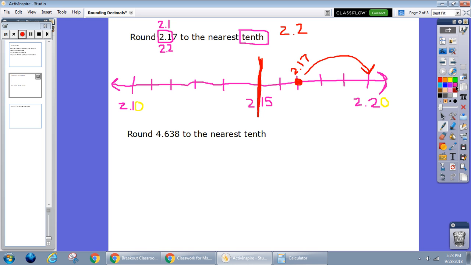All right, let's try another one down here. Round 4 638/1000ths to the nearest tenth. I'm going to highlight that again because it's so important to know what place value we're rounding to. In this case, it's tenths. So again, box in my number to the tenths place. 4, and the 6 is my digit in the tenths place here. So that's going to be my top benchmark number.